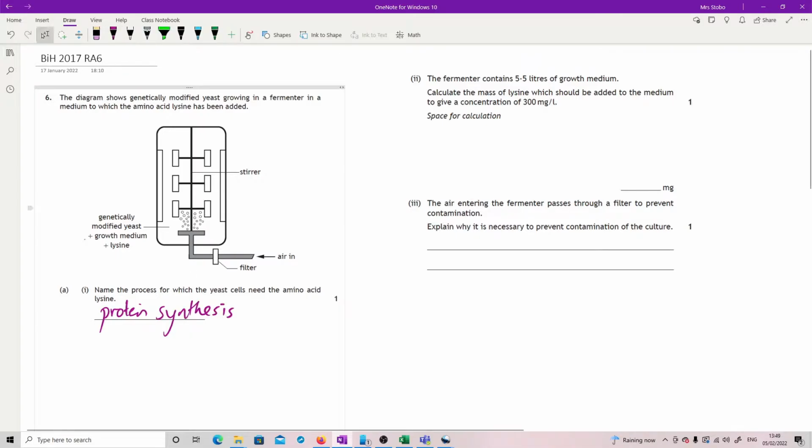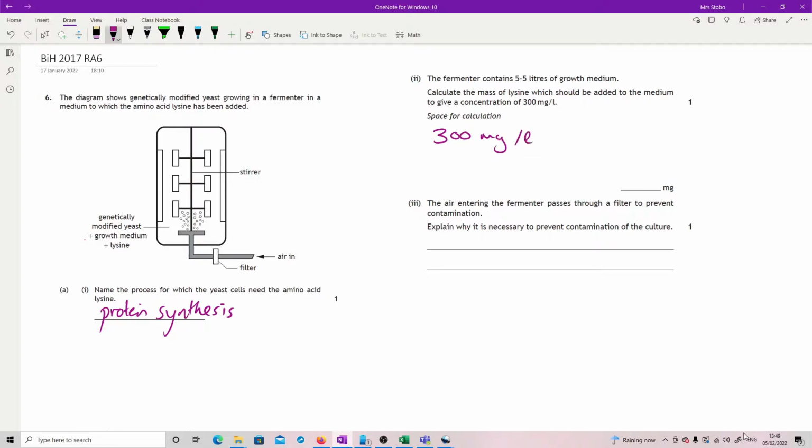Okay, fermenter contains 5.5 litres of growth medium. Calculate the mass of lysine which should be added to the medium to give a concentration of 300 mg per litre. I genuinely looked at this and went, is it this simple a question? And it is this simple a question. Okay, you have 300 milligrams per litre, you have 5.5 litres, so you just need to multiply these together to give you 1,650. That's it, there's no conversions, there's nothing else. You can see why it's only 1 mark.